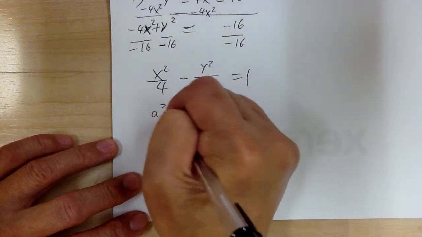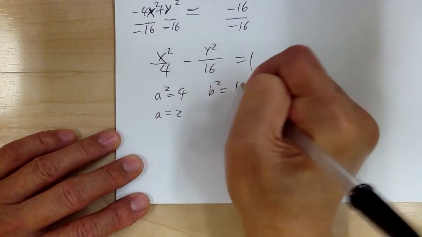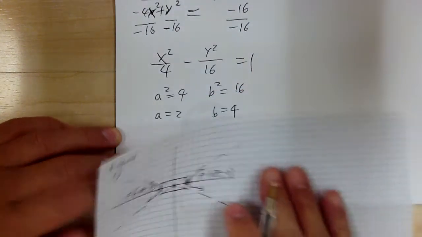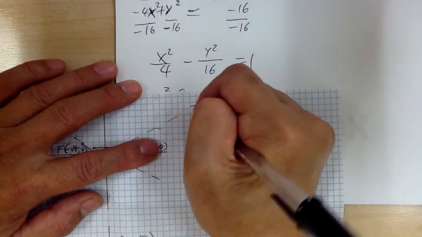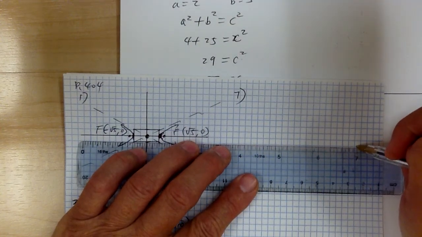So you got a squared equal to 4, so a equal to 2, b squared equal to 16, so b equal to 4. Okay, so let's go and graph that. So this is number 7. Go and get your axes.